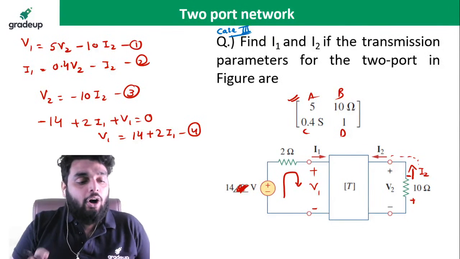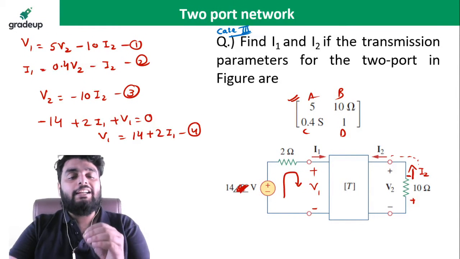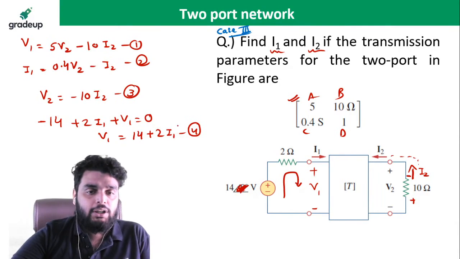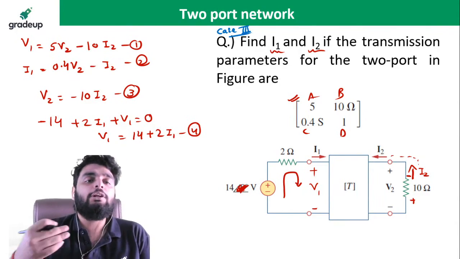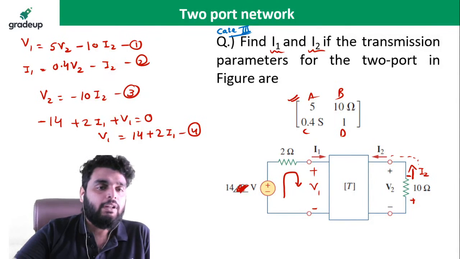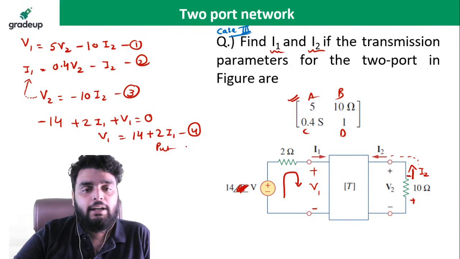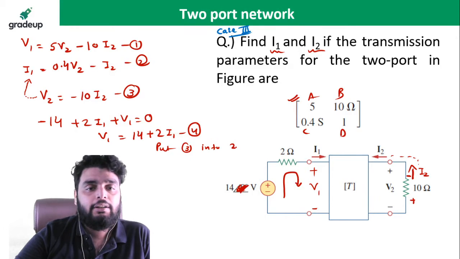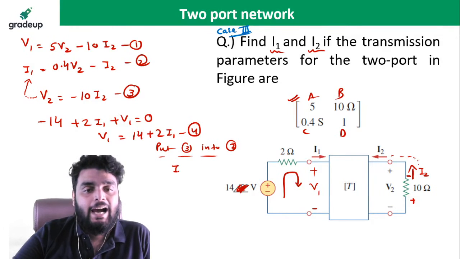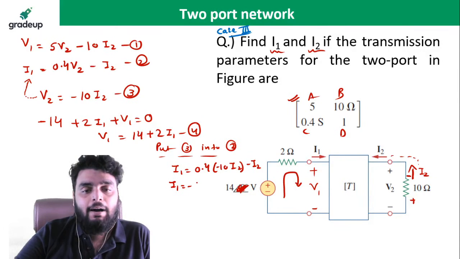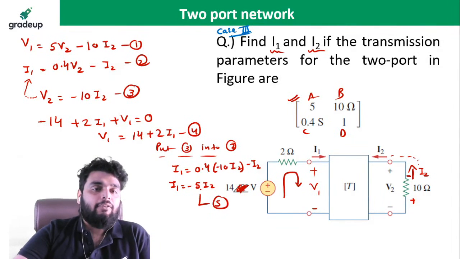So after finding all the equations from the network, now you need to find the result. What do I need to find out? I need to find out I1 and I2. So you have 4 equations. You just have to do the rearrangement and find out V1, I1 and I2. See very carefully. I can put equation 3 into equation 2. So what will I get? I1 is equal to 0.4 times of minus 10 times of I2 minus I2. So I get I1 equal to minus 5 times of I2. This is the fifth equation.